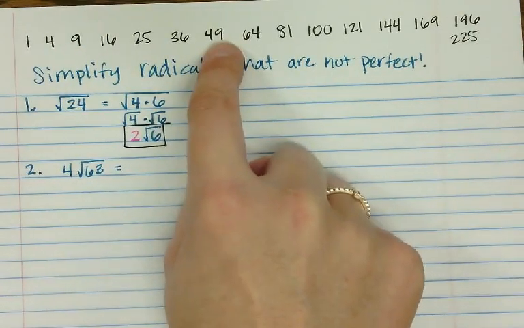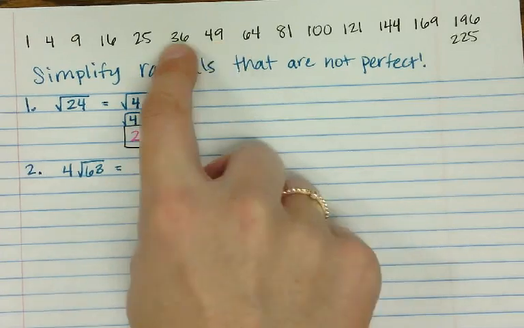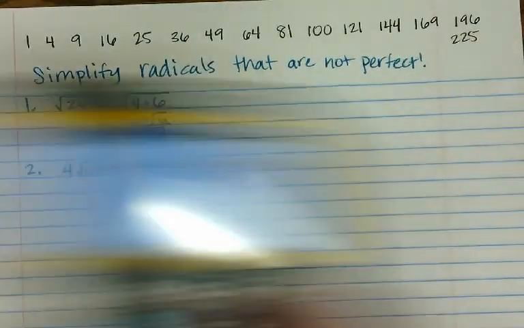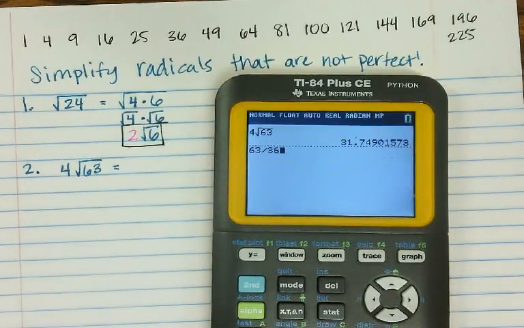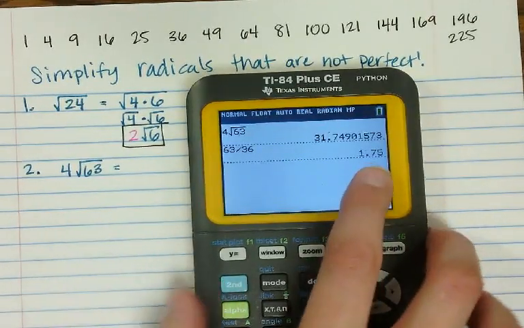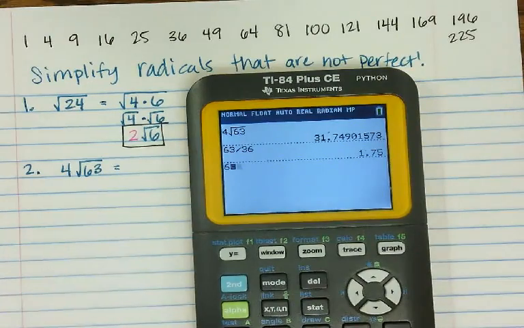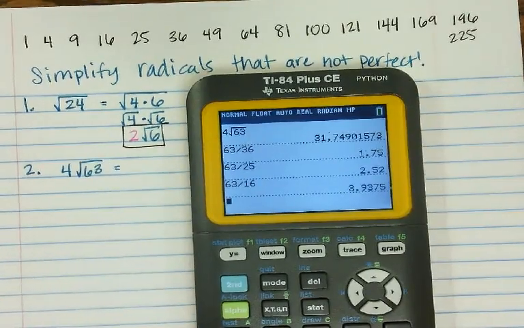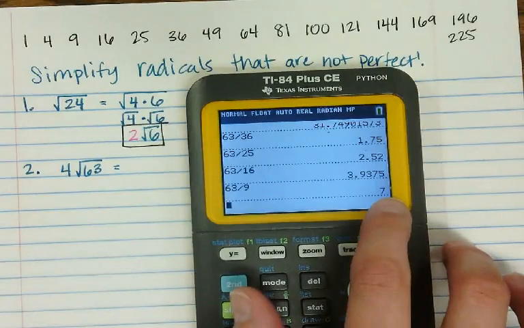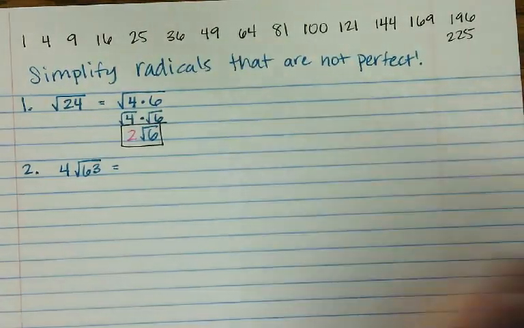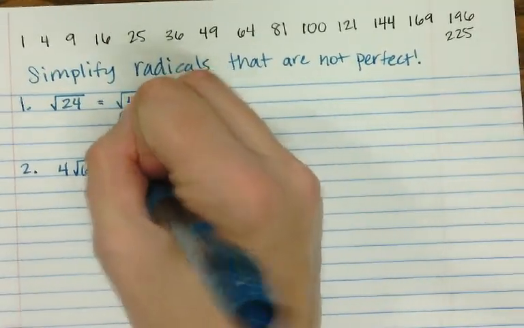Okay. Will 49 divide into 63, y'all? No. What about 36? I don't think so. And if you're not sure, guys, you can just say, okay, 63 divided by 36. No, that's not a whole number. Okay, what about 63 divided by 25? Yikes, I hope we know that's not true. 63 divided by 16. That's not good. Guys, what about 63 divided by 9? Yay. So, guys, what we can do is we can separate this out.